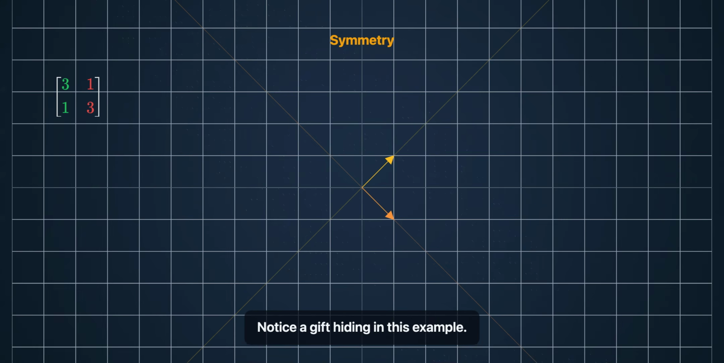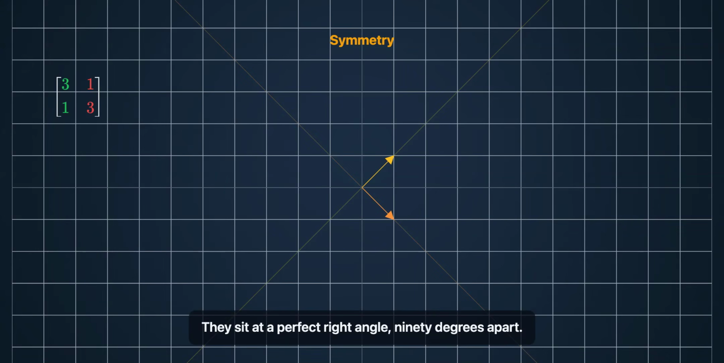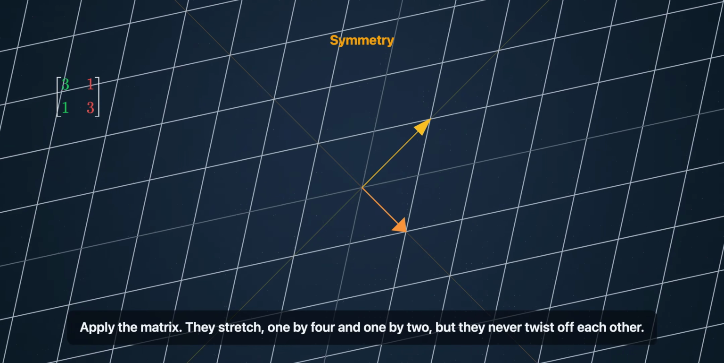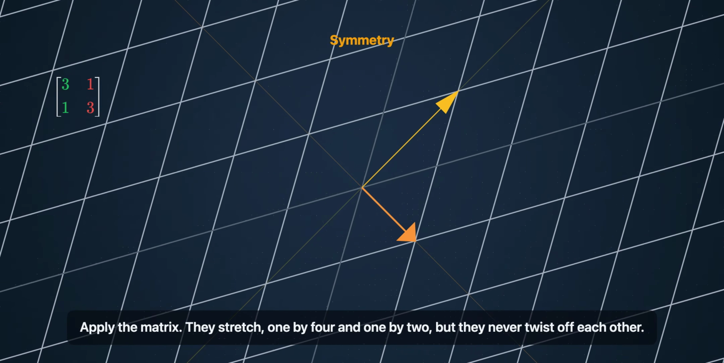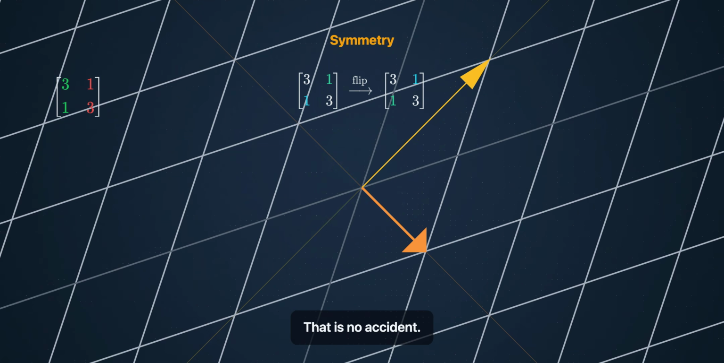Notice a gift hiding in this example. Look again at our 2 eigenvectors along 1, 1 and 1, minus 1. They sit at a perfect right angle, 90 degrees apart. Apply the matrix. They stretch 1 by 4 and 1 by 2, but they never twist off each other. The right angle survives. That is no accident.